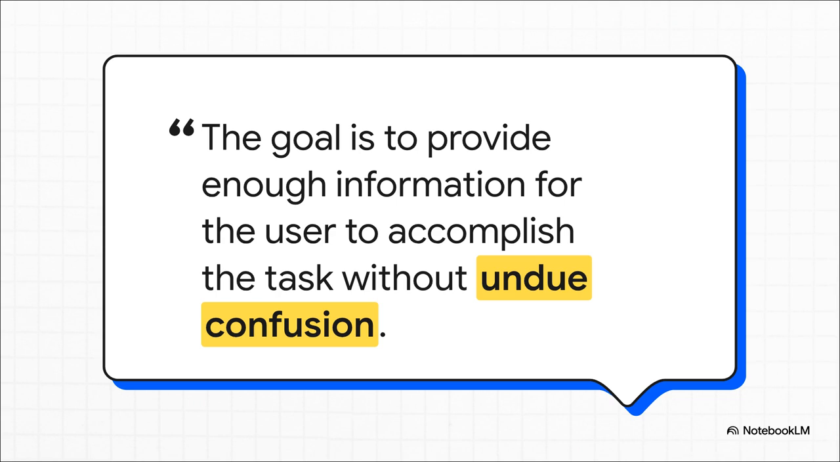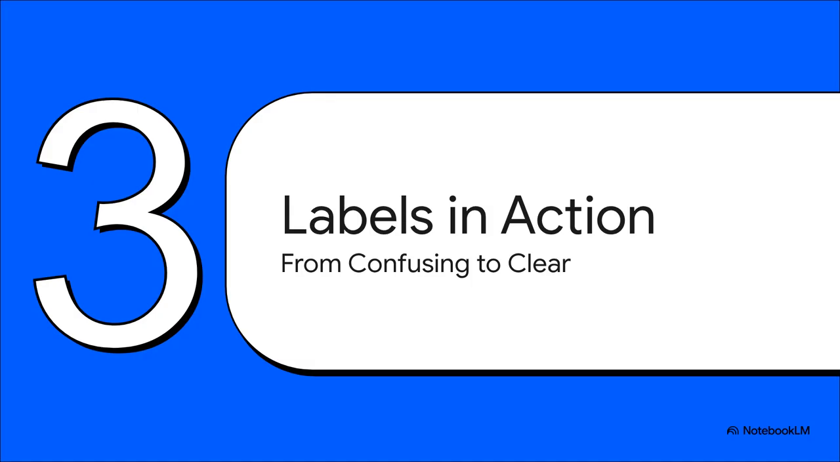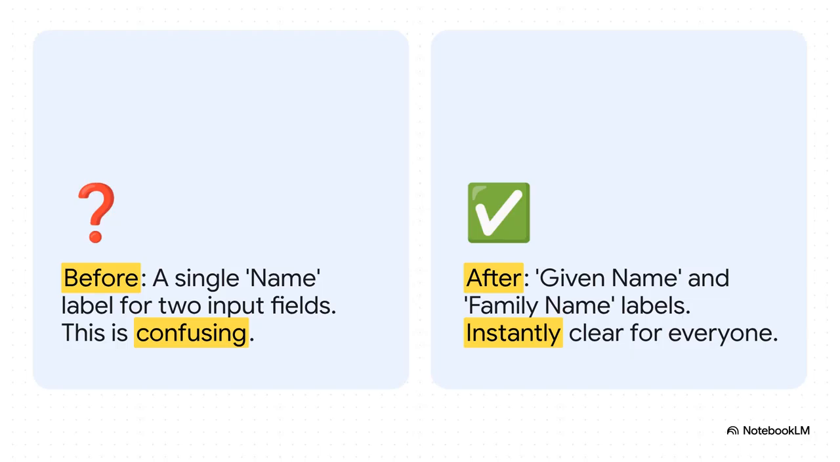All right, so we've got the problem, we've got the rule, now let's see it in action with some classic before and afters. This is where it all really starts to make sense. Here we go, a perfect case. Before, you have one label, name, for 2 boxes. I mean, which one is which? First name, last name? It's totally ambiguous. But look at the after. Just by giving them 2 clear labels, given name and family name, poof, all the confusion just vanishes.